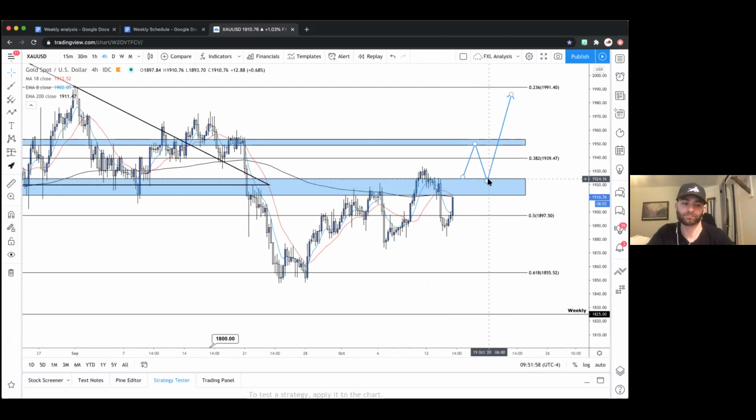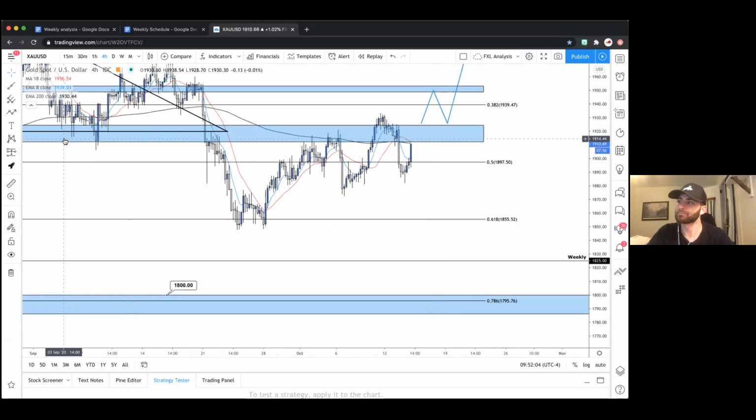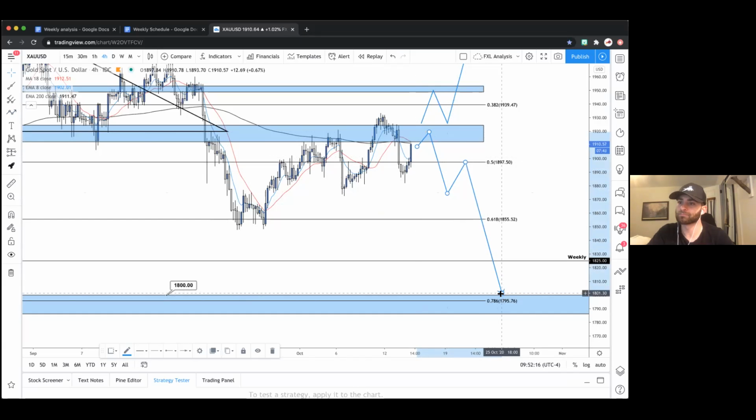Really got to be sure that this thing is well above the 1920 range before we really do anything. And then if we're going short, look for lower highs off this resistance, and then strong bear setups. I mean, ideally, you want to see a set of lower highs. Just the more the better in this scenario because of how indecisive this is.